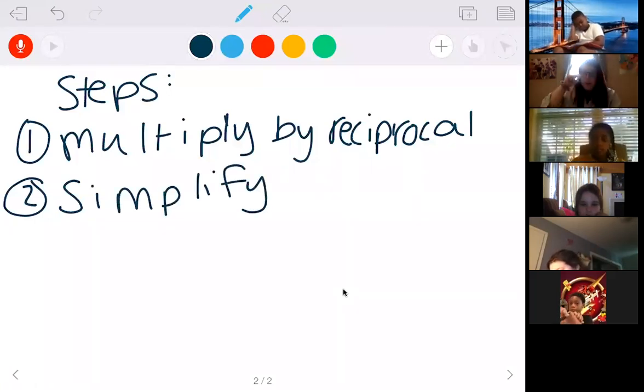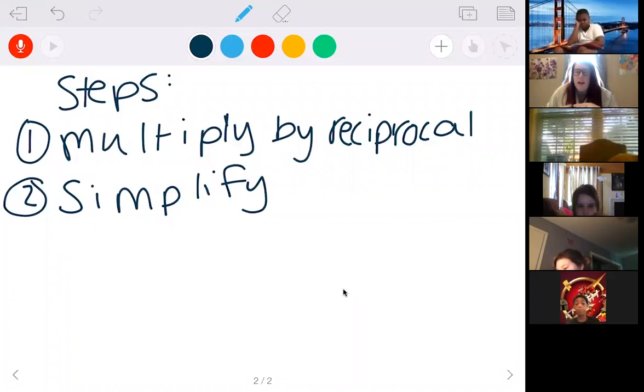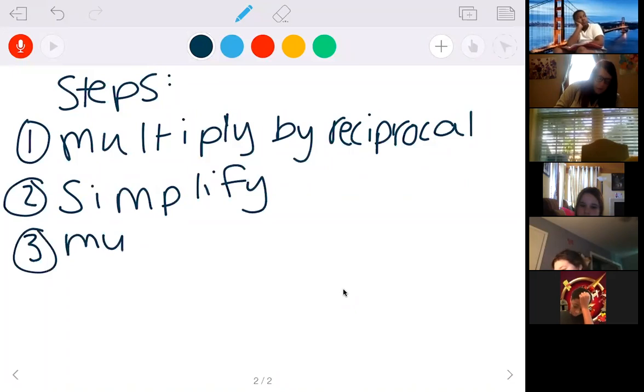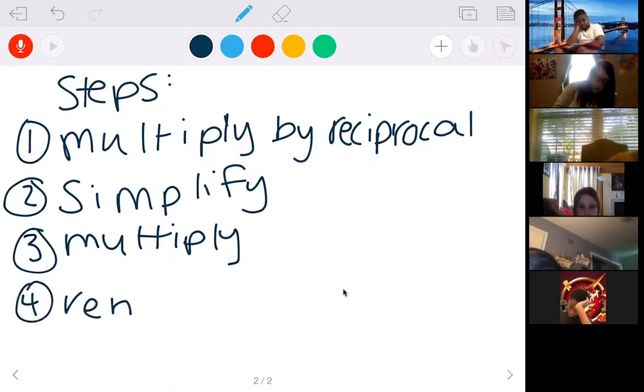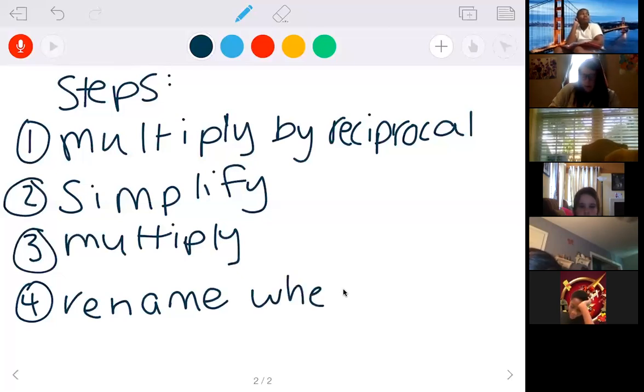Remember, simplify and reduce are the same word. I think some of you are getting confused the other day when I was saying simplify and then reduce. It's the same thing. So if you can simplify by going across, you do that. Then you multiply. That's the easy part. And then you rename if necessary. So rename when needed.